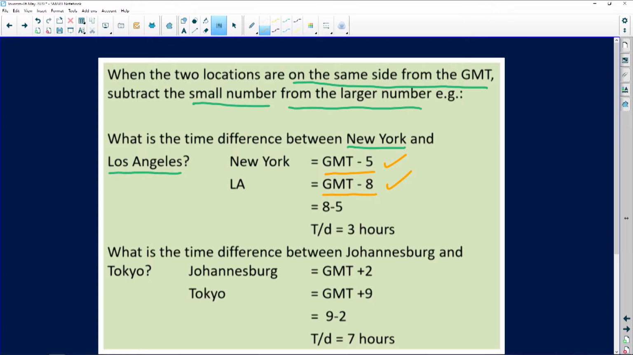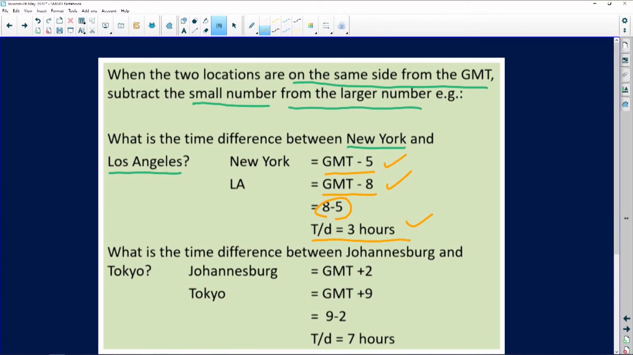Now when they're on the same side from the GMT, we say 8 minus 5. You see the bigger one, and we subtract the smaller one from that bigger one, and our time difference there will be 3 hours. Right, guys, so there's 3 hours time difference between New York City and Los Angeles. You see again, the United States, a country that has more than one time zone. Remember, a time zone represents 1 hour.